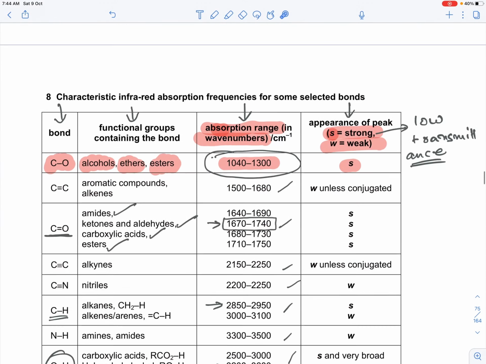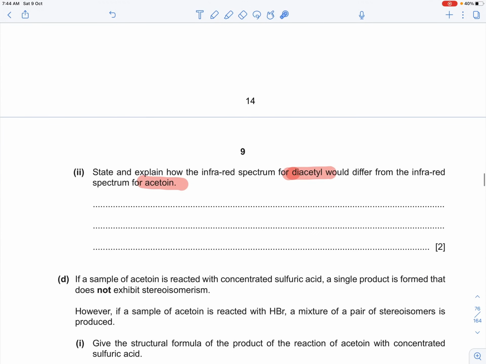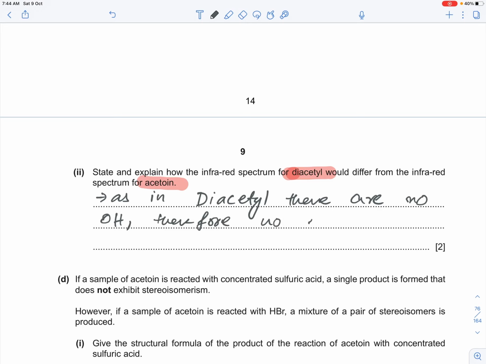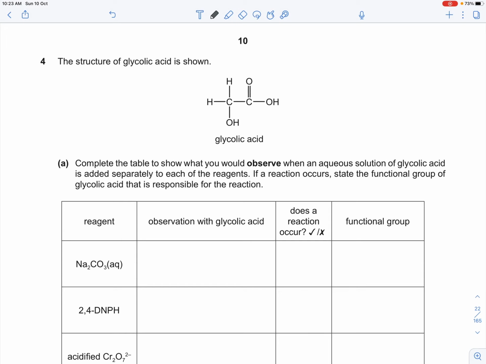Okay, so the difference in the IR spectrum of diacetyl and the IR spectrum of acetoin is that, as in diacetyl there are no OH bonds, therefore no absorption at 3450.